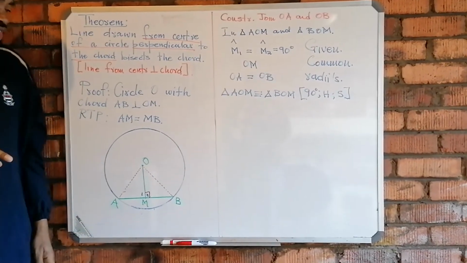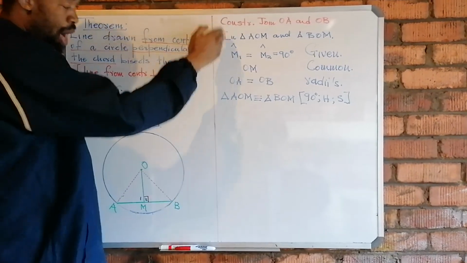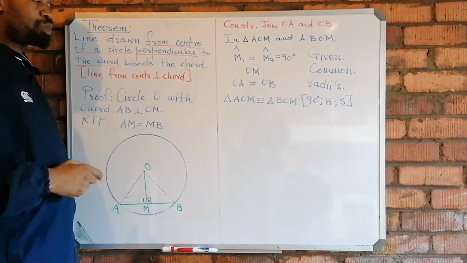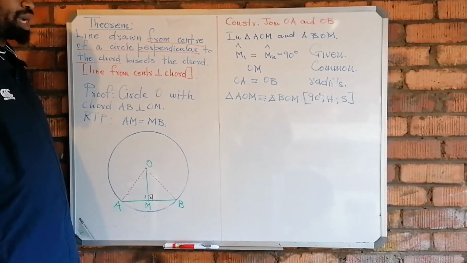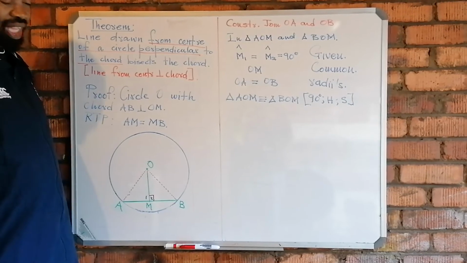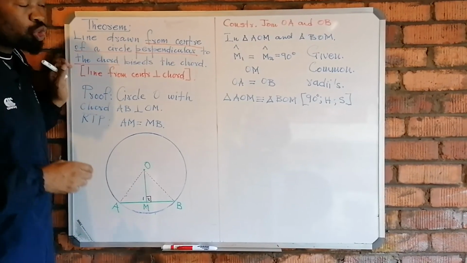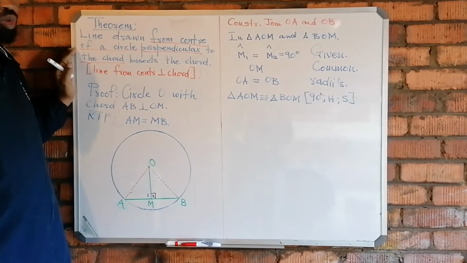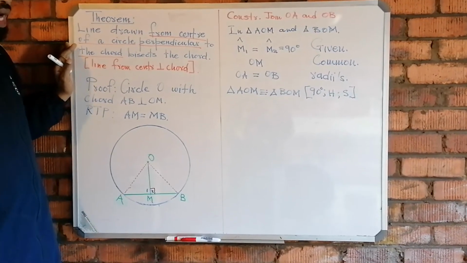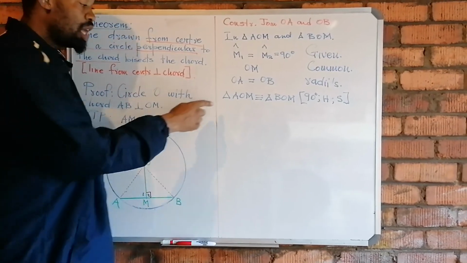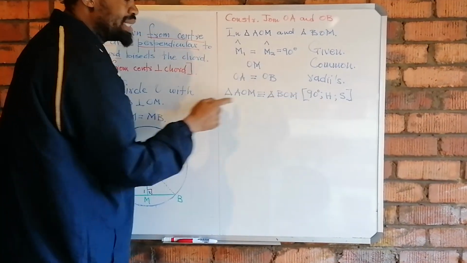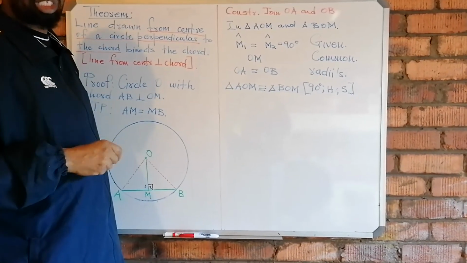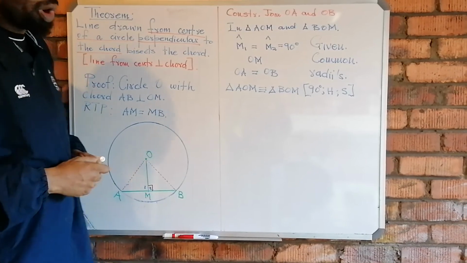Now, next question is, but why do I do this? Why am I proving triangles to be congruent? The answer is very simple. I want to conclude that remaining corresponding components are also equal. I want to repeat this. You prove congruency so that you can conclude that remaining corresponding components are equal.